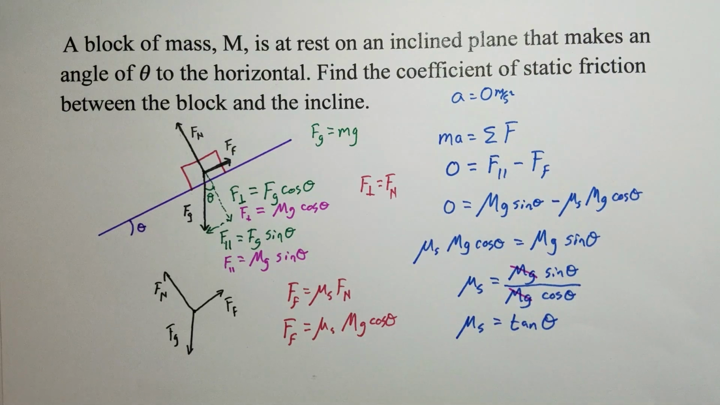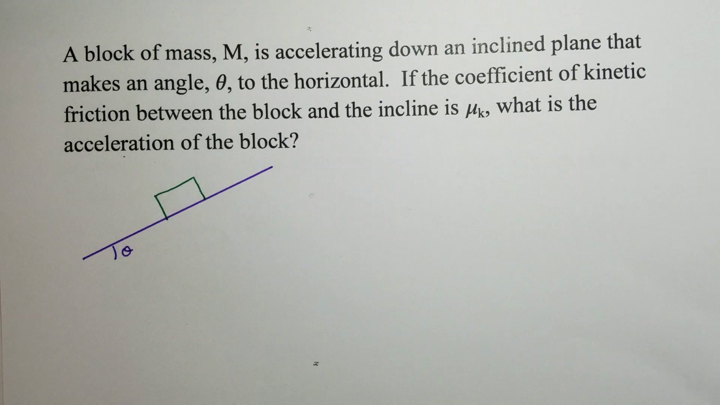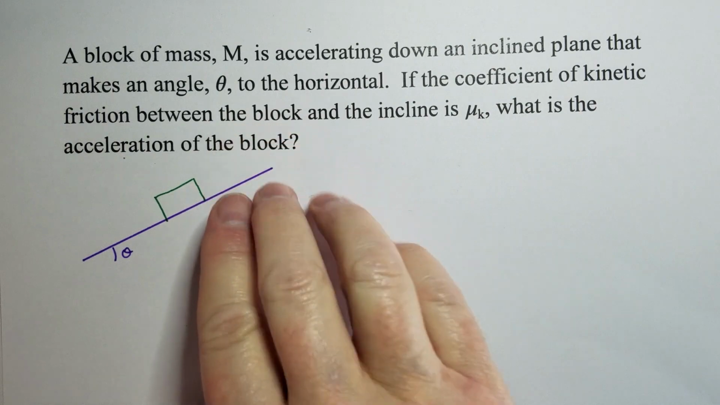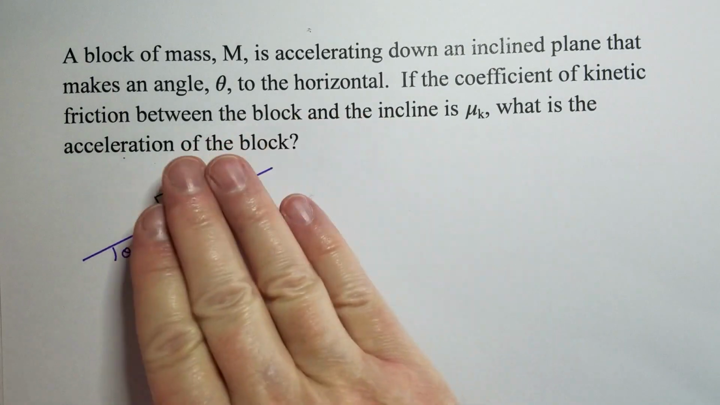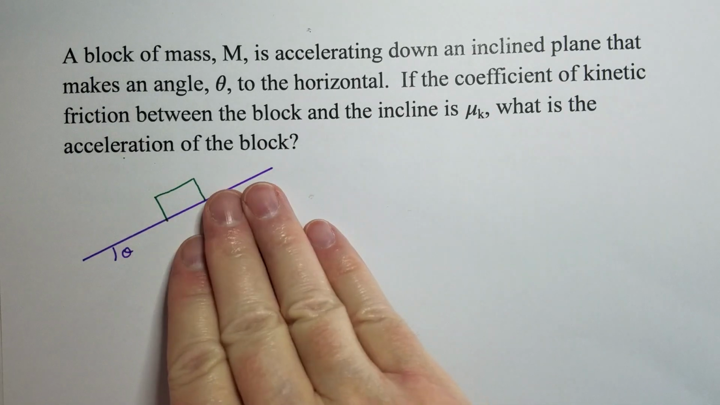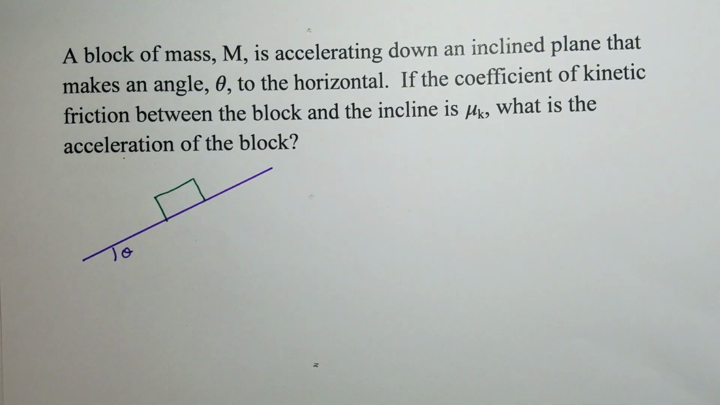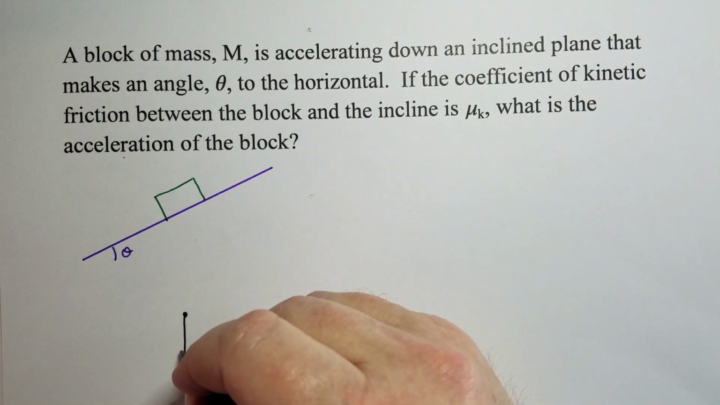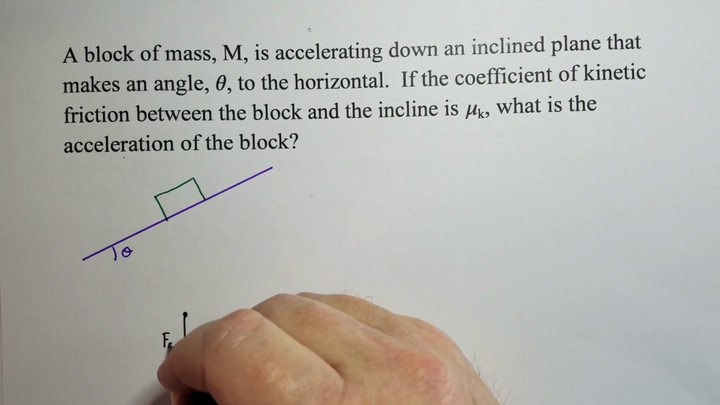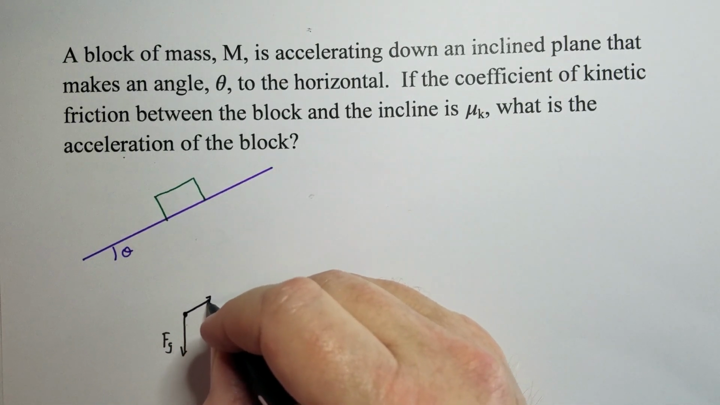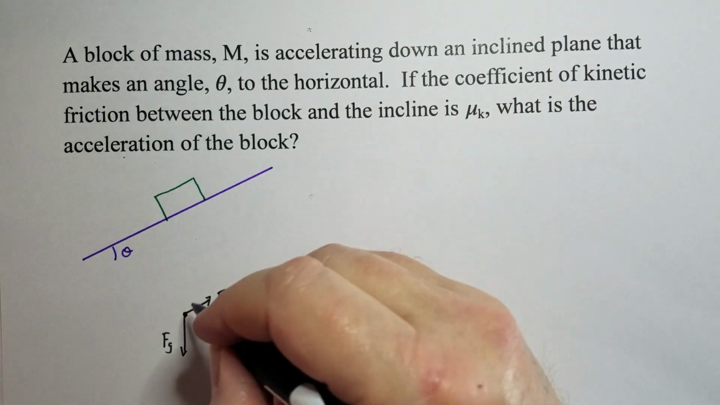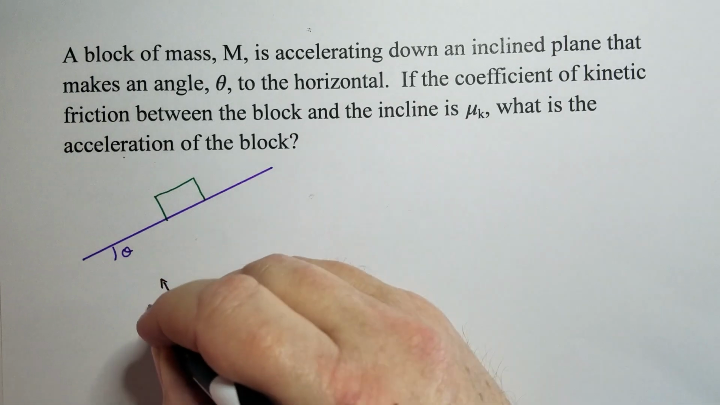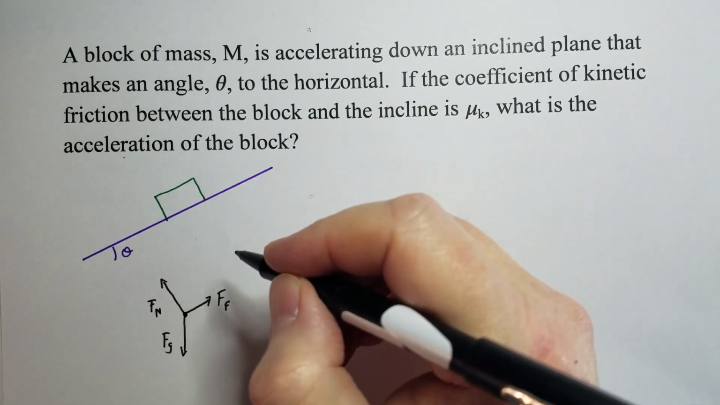Let's do one where it's not sitting still. All right, now we've got a block M accelerating down an incline that makes an angle of theta to the horizontal. Coefficient of kinetic friction is mu k. What's the acceleration of the block? All right, just like last time, let's get a free body diagram drawn. We have the weight of the object going down. We have some type of friction going back up the incline since it's sliding down the ramp. And then we have a normal force perpendicular to the surface.